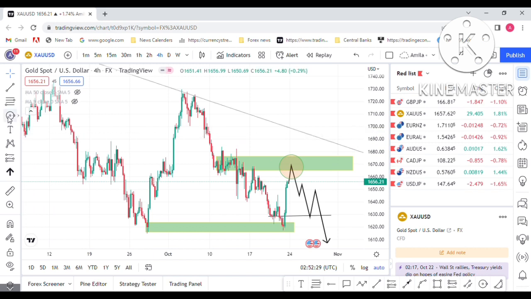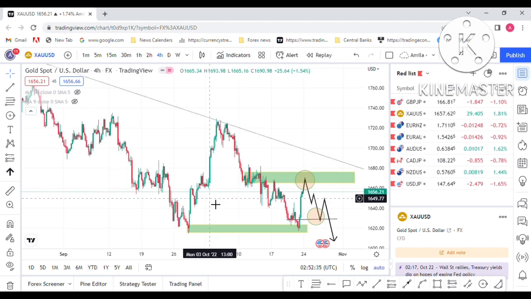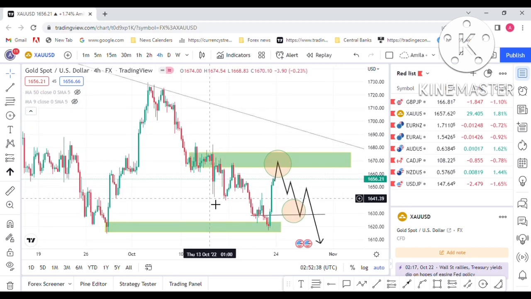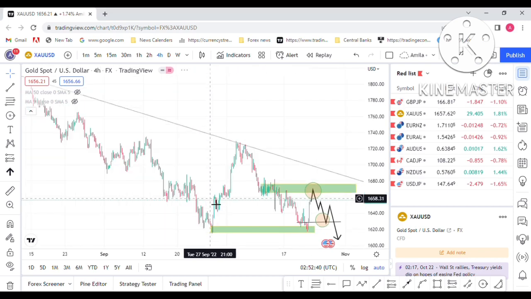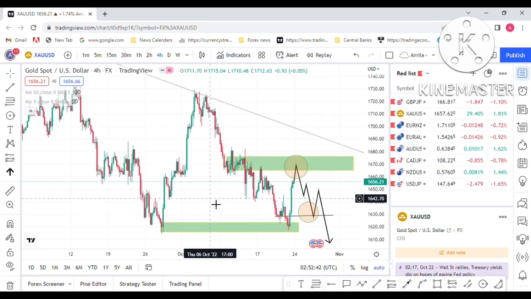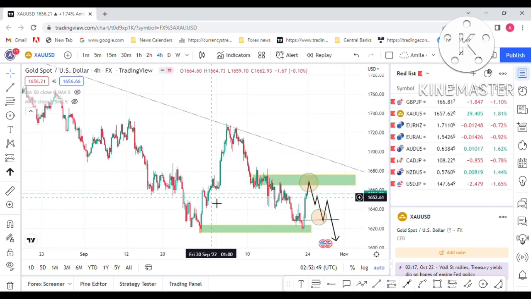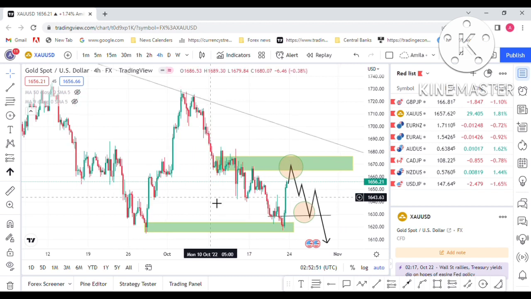I am circling this zone, and this zone is a very important zone to get a trade next week in gold. Okay, so you can trade with proper money management, and you can also get the trade. You should get small time frame confirmation. That's my two forecasts for gold next week.